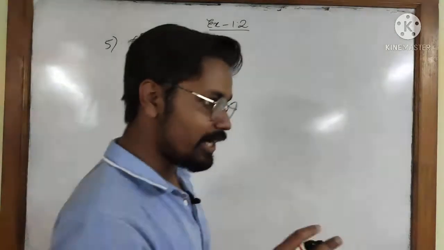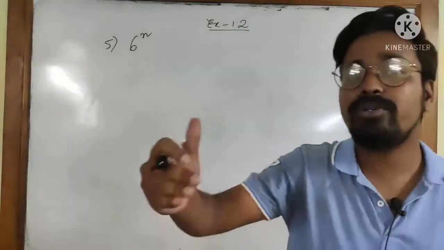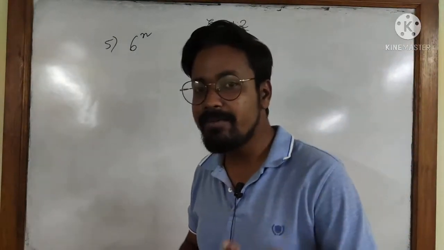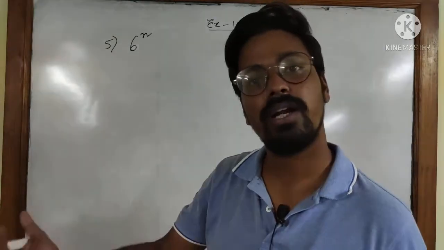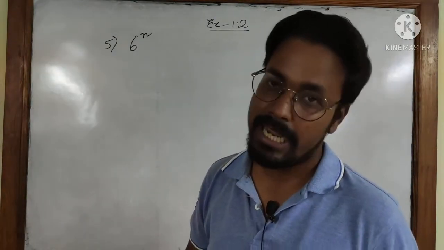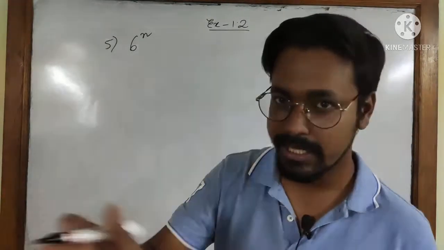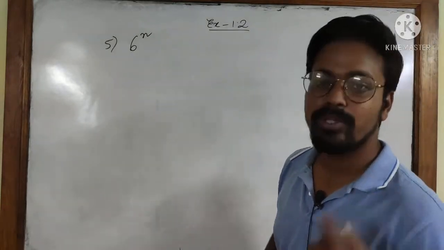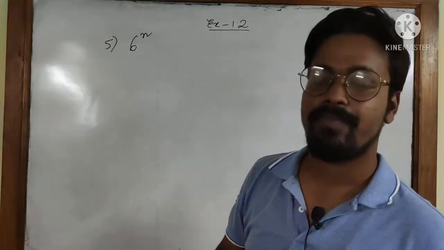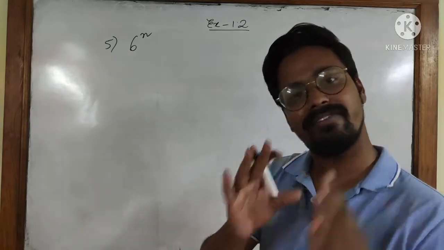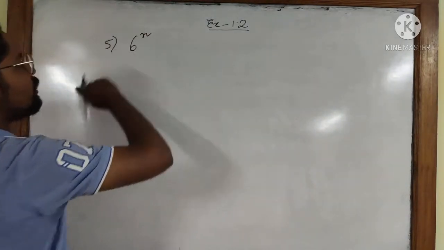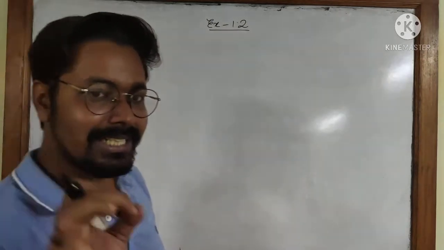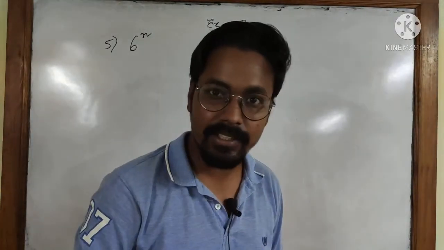Now for any number, if it is ending with a 0, that means it must be divisible by 5. Suppose you take 410. Now 410 is divisible by 5, 82 into 5 is 410. Any number that ends with 0 or any number of zeros must be divisible by 5. That means for any number, like 6 to the power n, that number must contain 5 as a prime factor.